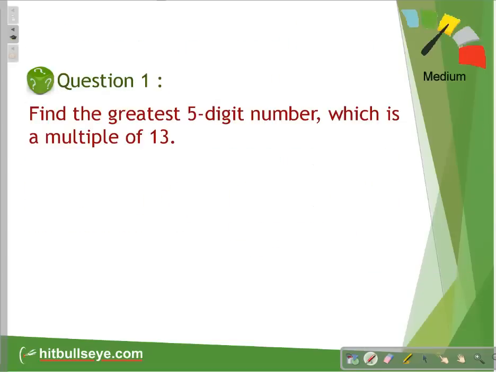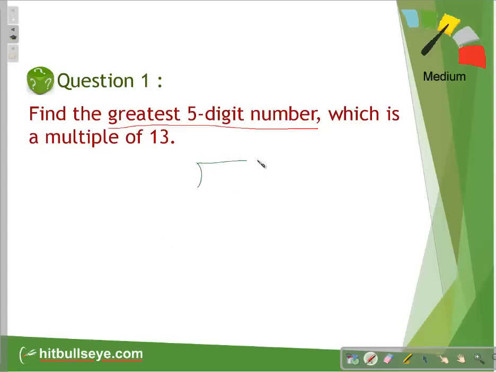Now let us come to the questions. Find the greatest 5-digit number which is a multiple of 13. See, we want to find the greatest 5-digit number. There is one added information. It should be a multiple of 13.